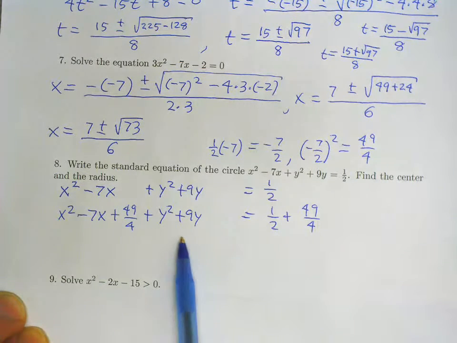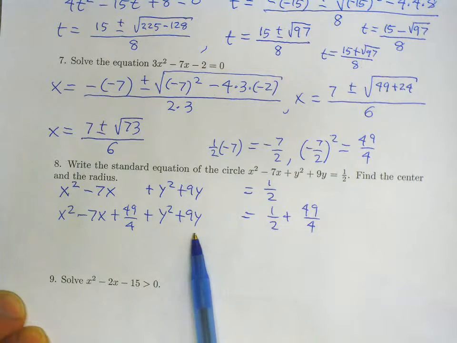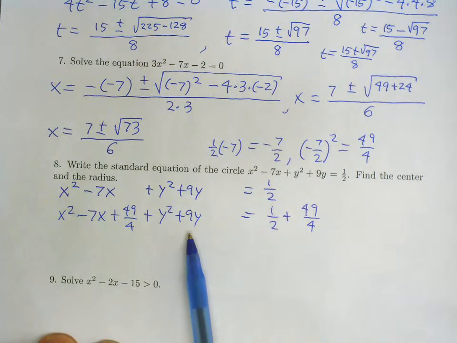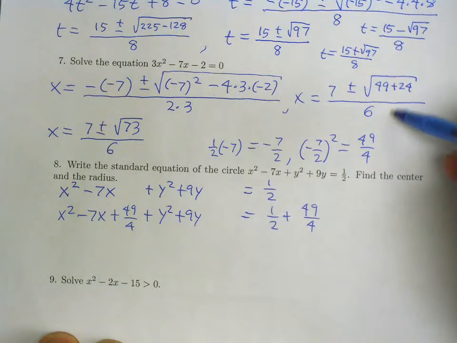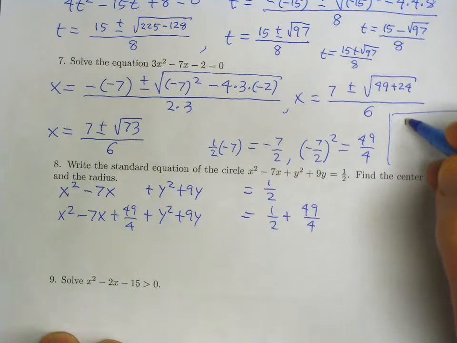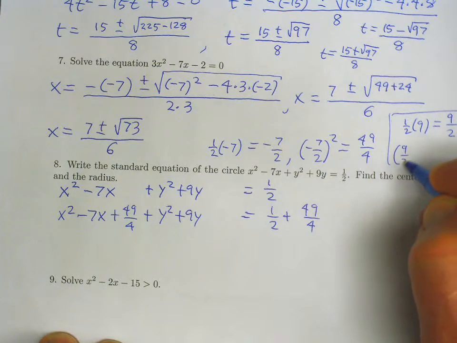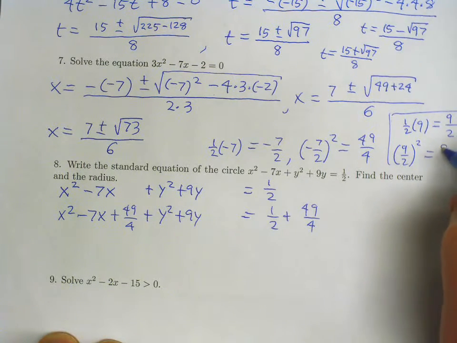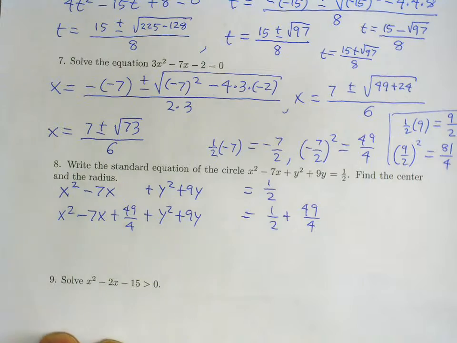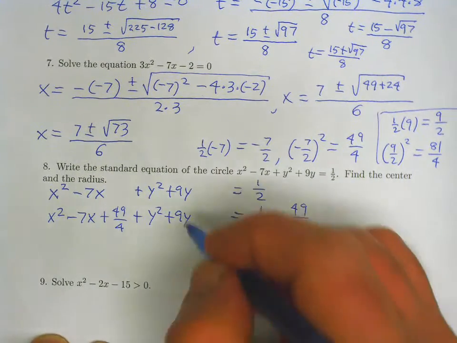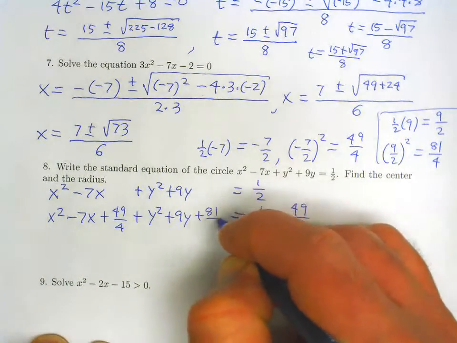And then we're going to complete the square on y squared plus 9y. So now we take 1/2 of 9, which is 9/2. And then when we square 9/2, we get 81/4. Okay, so we're going to add 81/4 to both sides.